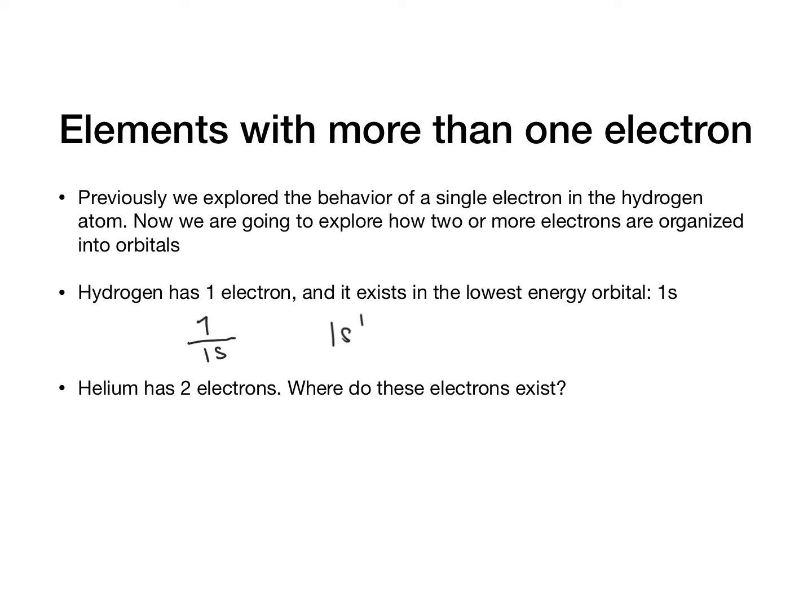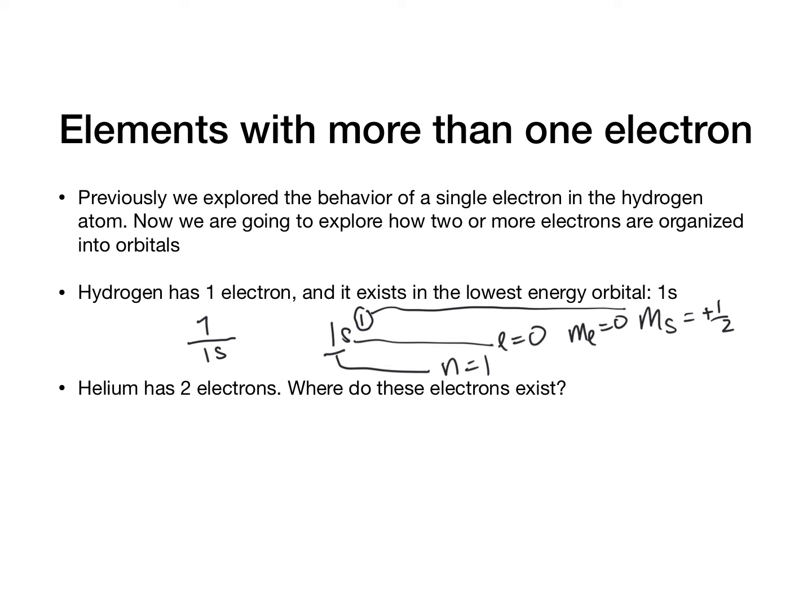You could also say 1s1, where this is the n value. So in this case, n equals 1. The s tells us that L equals 0. This value tells you that it's one of the two electrons, and so that is equal to plus 1/2 in this case. And the m sub L tells you which orbital it is, which will make more sense when we start to think about p orbitals, but that's also 0. So now we know the 4 quantum numbers that are specific to an element.